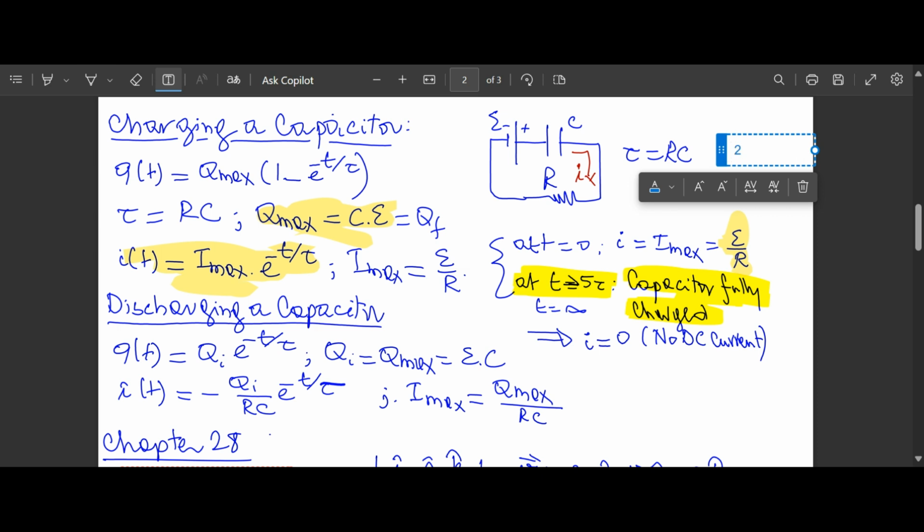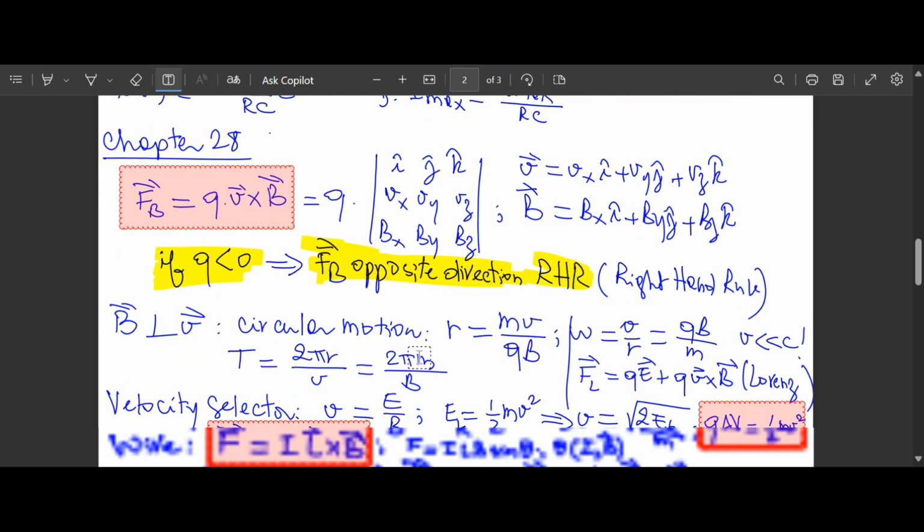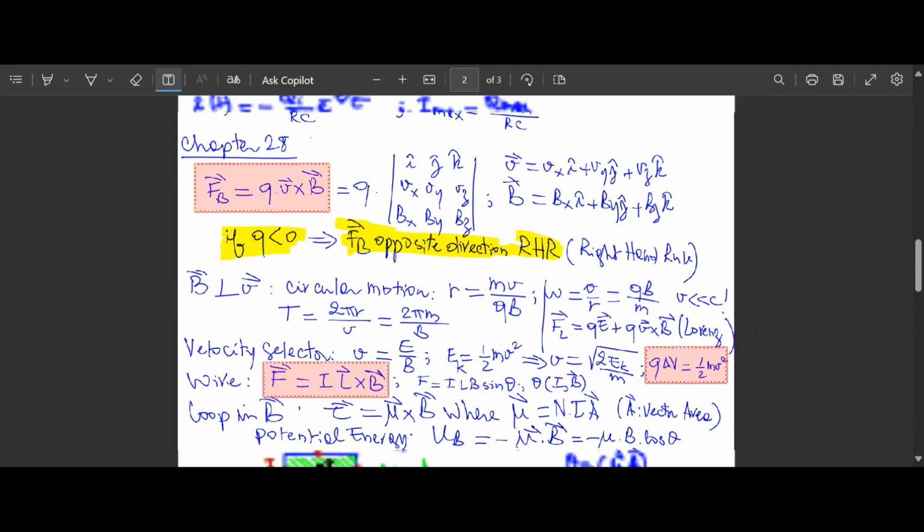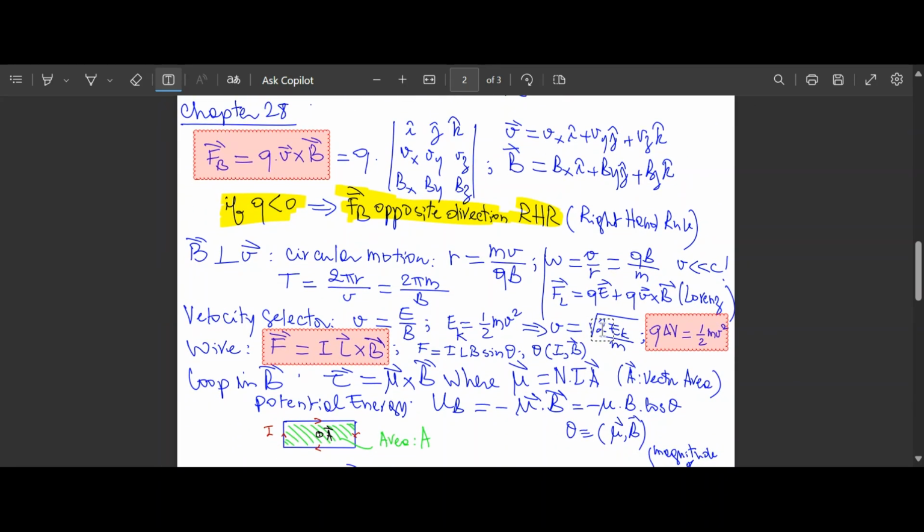Okay, now chapter 27, the pure magnetism. In the magnetism, we dealt with 2 chapters. In the first chapter, we only learned how we calculate the magnetic force. That's this chapter, 28. We just learned how to calculate the magnetic force in 2 situations.